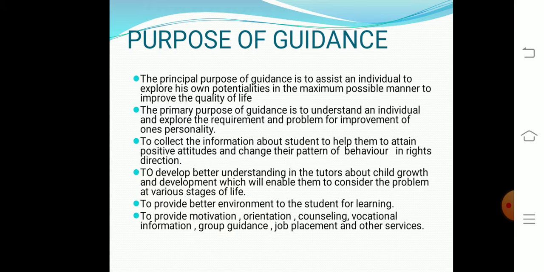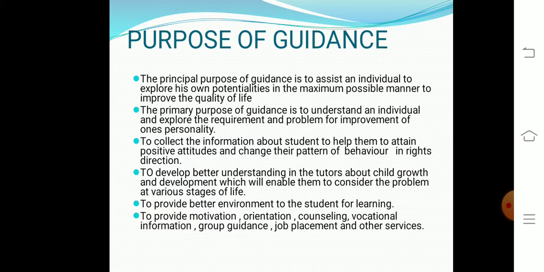Purpose of guidance. The principal purpose of guidance is to assist an individual to explore his own potentialities in the maximum possible manner to improve the quality of life.